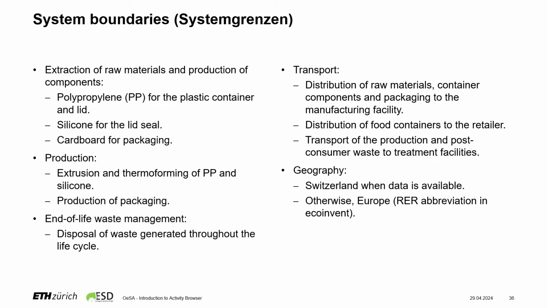Now, for the transport, we account for the distribution of raw materials to the manufacturing site, then the distribution of the manufactured food containers to the retailer, and transport of the waste after the use phase. Geography is Switzerland, so we are modeling everything for Switzerland, and if datasets for Switzerland do not exist in Ecoinvent, then use the European datasets. It's the RER geography.